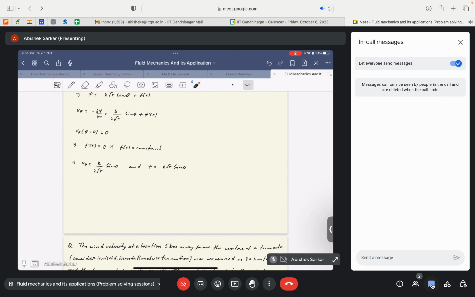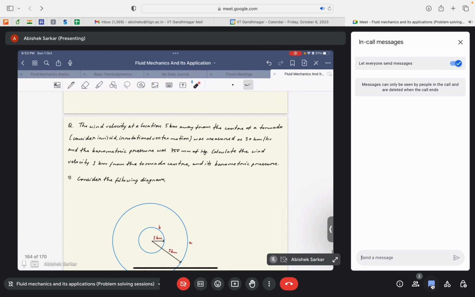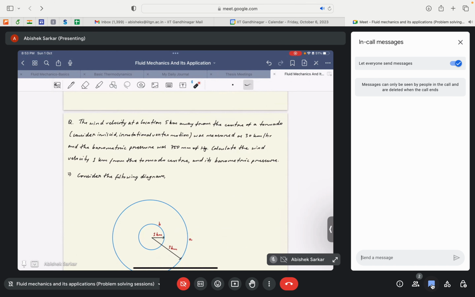So we get that v theta is equal to k by 2 root r sin theta. We just set the arbitrary constant c equal to 0 and get psi, which we already found out as k into root r sin theta. So this is what we are asked to find. So v theta is equal to k by 2 root r sin theta.